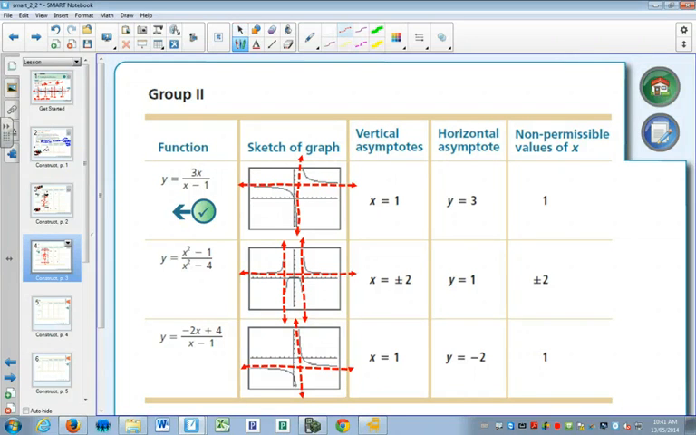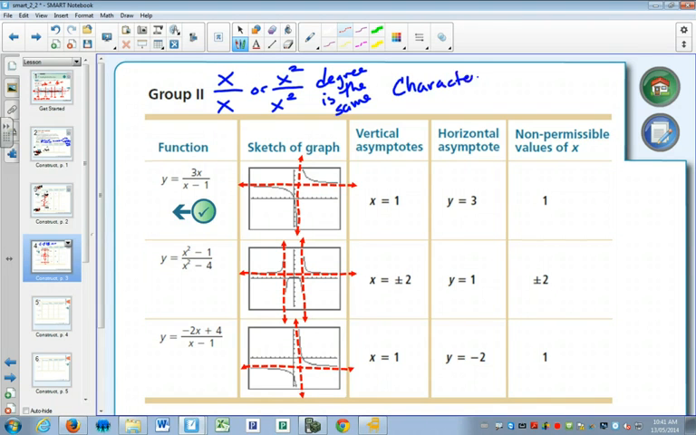So summary of group 2, do you notice that we either have graphs that have an x over x, or there's an x squared over x squared? In other words, that the degree is the same on the top and the bottom of our fraction. Characteristic: we have both horizontal and vertical asymptotes.